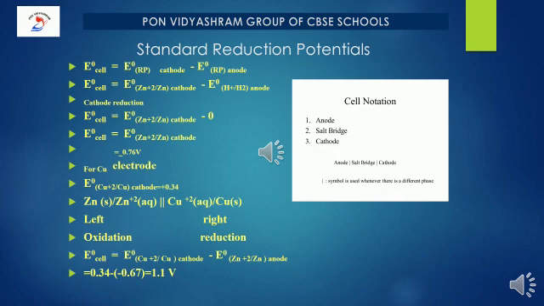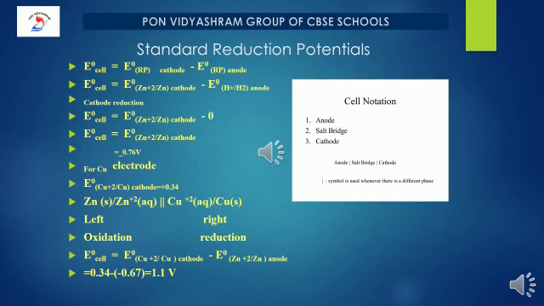Zn2+ will be in the aqueous form, whereas Cu2+ will be converted into Cu. Cu2+ will be in the aqueous form. So if you are writing the cell notation for this particular reaction, practice this. And for this reaction, if you are talking about cell potential, it will be 1.1 volt.